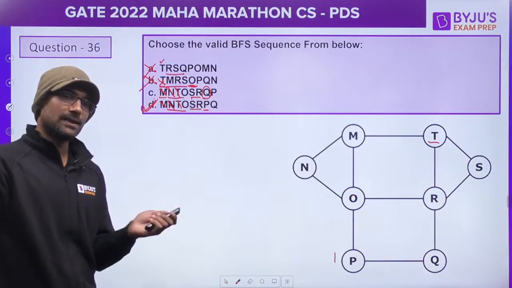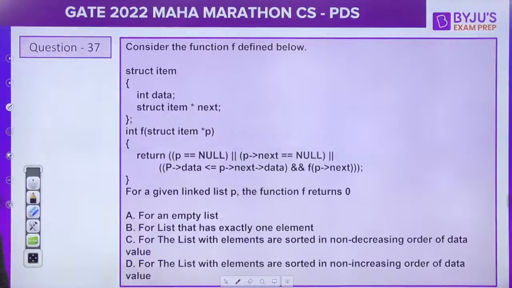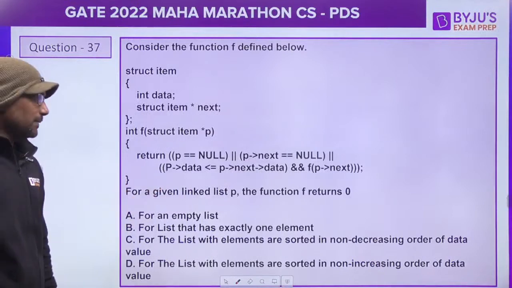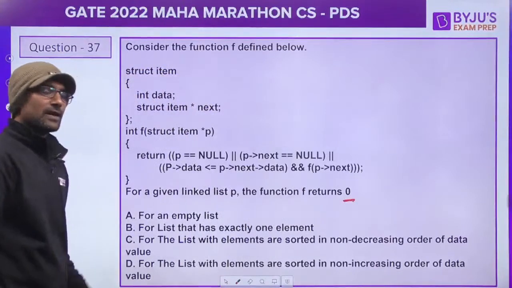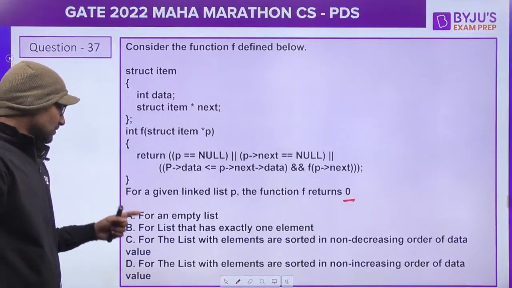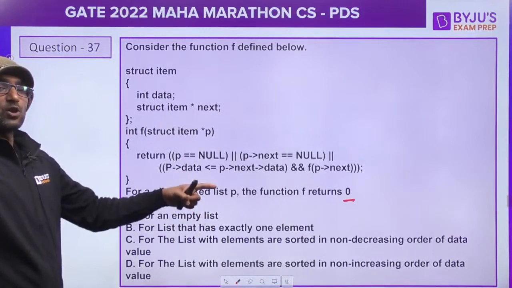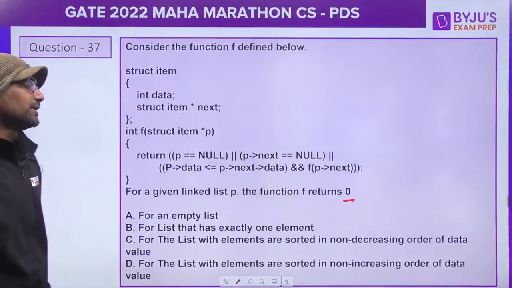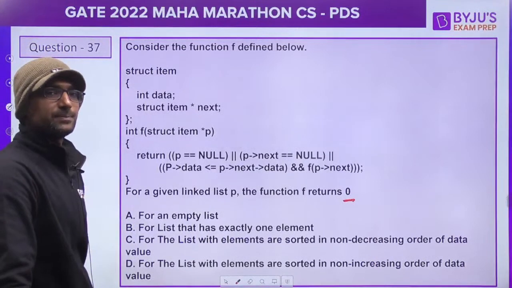Right? Next question. Consider the function f defined below. For the given linked list P, the function f returns 0 for an empty list, for the list that has exactly one element, for the list with elements sorted in non-decreasing order, and for the list with elements sorted in non-increasing order. This is again a previous GATE question, dear friends.